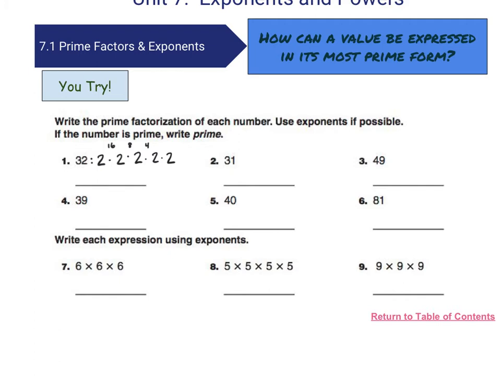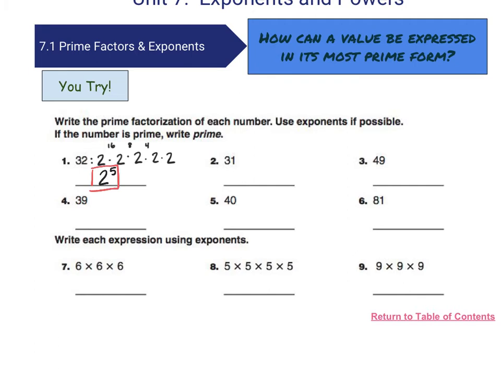So double checking, working backwards, 2 times 2 is 4, times 2 is 8, times 2 is 16, times 2 is 32. So to write the prime factorization and use exponents if possible, all I have to do is count. I have 2 being multiplied 1, 2, 3, 4, 5 times. So this is 2 to the 5th power. 2 to the 5th power is my answer for this one.